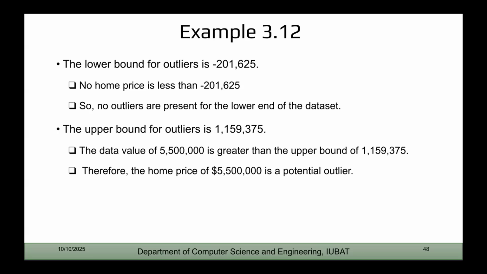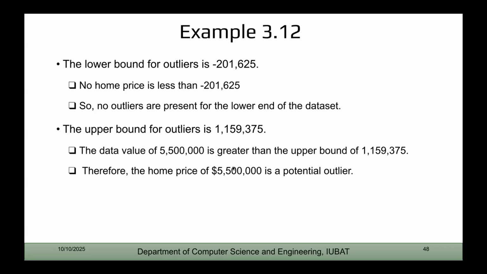Now the interpretation: the lower bound for outliers is minus 201,625, and no home price is less than that, so no outliers are present at the lower end of the data set. The upper bound for outliers is 1,159,375, so the data value 5,500,000 is greater than the upper bound of our mentioned range, right? This one.